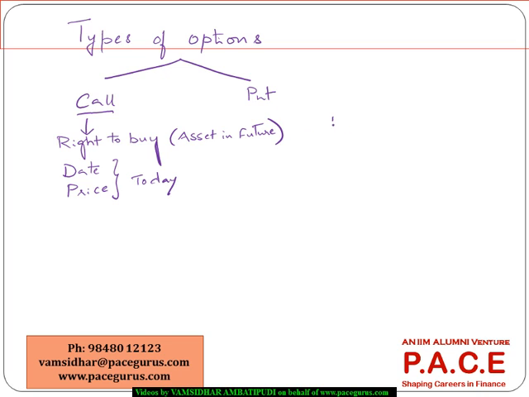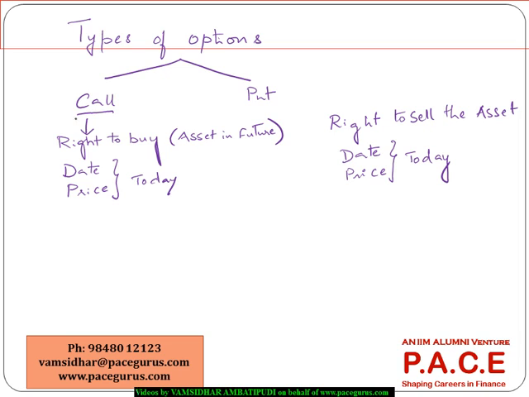Whereas when we are talking about a put option, the person who has taken the put option has the right to sell the asset. If he wants, he can sell the asset. If he does not want, he cannot. He can very well not sell the asset also. But if at all he wants to sell, the date as well as the price at which the selling can happen are decided at the time of entry into the contract itself.